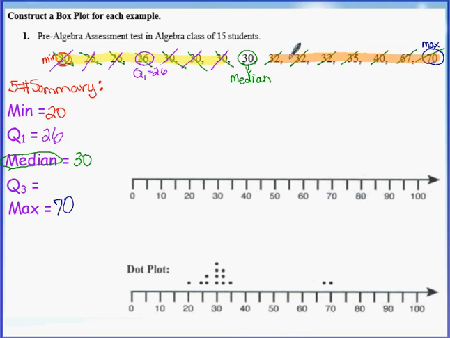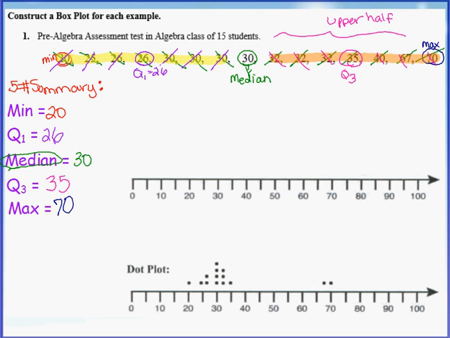Quartile 3 has to be in the middle of the upper half. This would be the upper half of the data, the higher half of numbers. 1 and 1, 2 and 2, 3 and 3. The middle of the upper half is 35. So Q3 is 35.